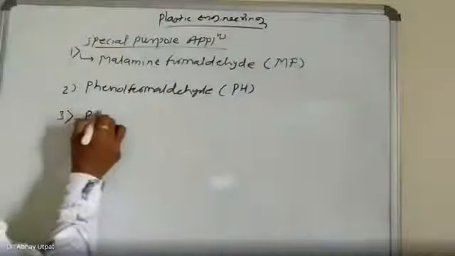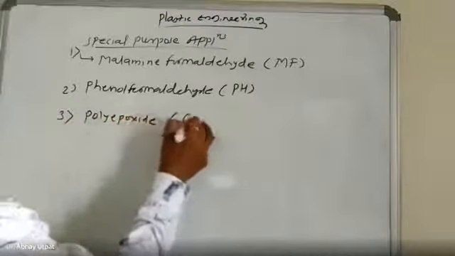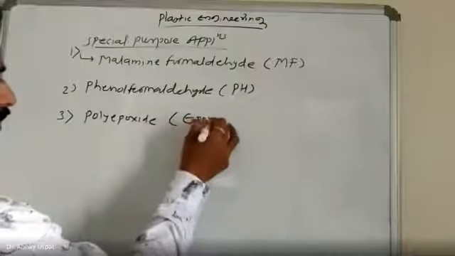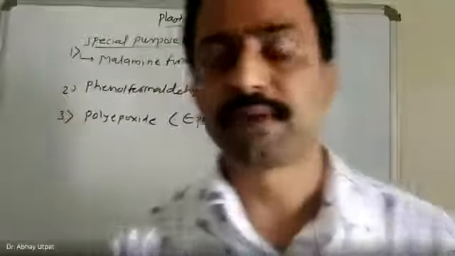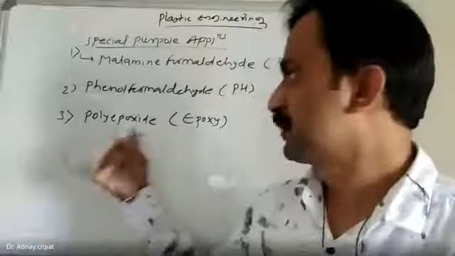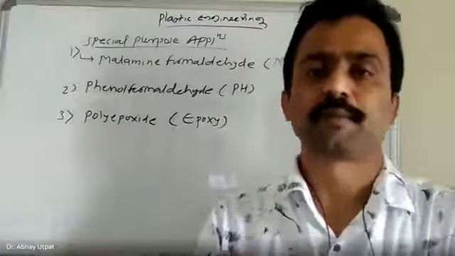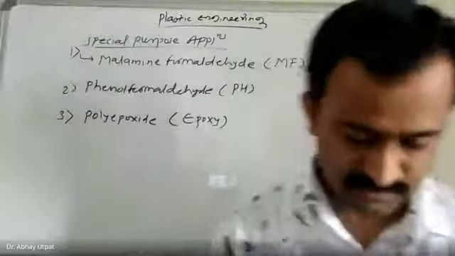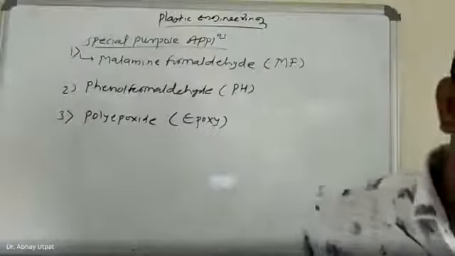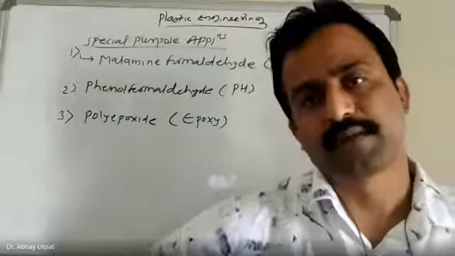Polyepoxide. It is also called epoxy resin. Anybody working on a composite material project, whatever epoxies are used, these epoxies are nothing but these polyepoxides, used as a matrix material, the base material for composite material. It is used as an adhesive and matrix for composite material.